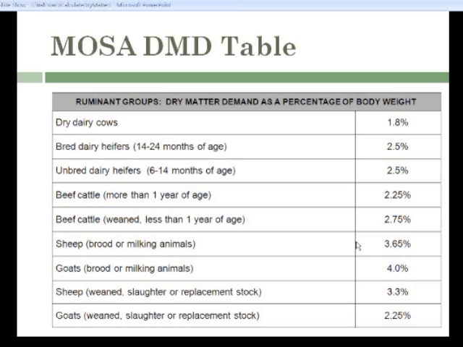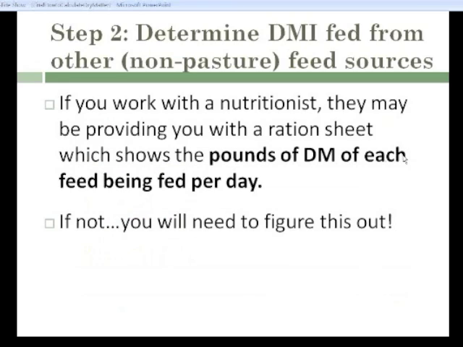And then this is another example. Again, this is one of MOSA's tables. This one is for the dry cows, the heifers, and the other non-dairy animals that might be on the farm. In this case, they're giving these numbers as a percent of body weight. So if we looked at this bred dairy heifer group, this is the group of animals that are probably 14 to 24 months. This table is predicting that that group of animals is going to be eating 2.5% of their body weight in dry matter each day. So you would take the average weight of an animal in that group, multiply it times 2.5%, and that would be the predicted dry matter intake per animal in that group.